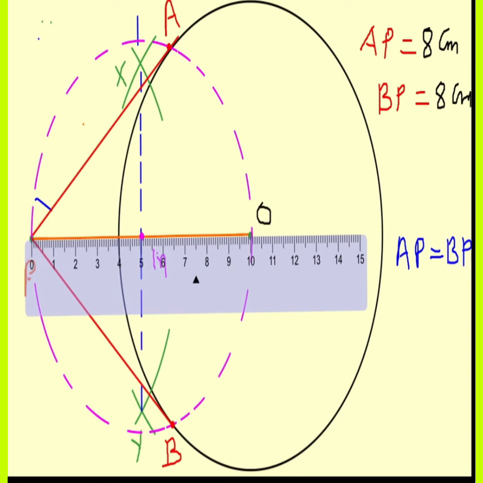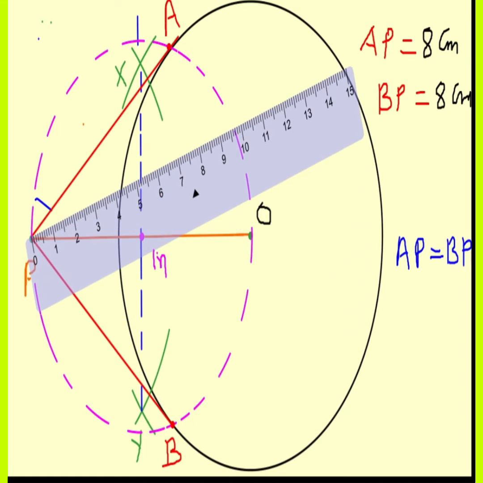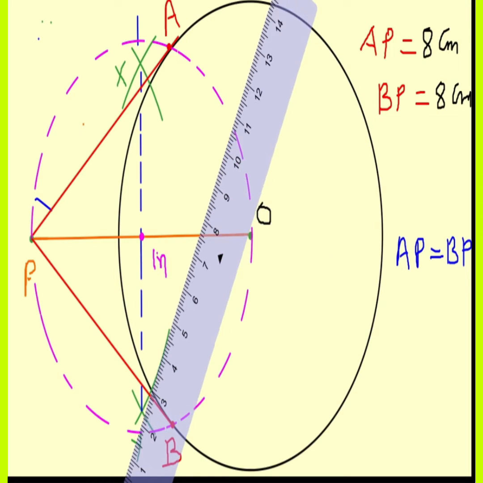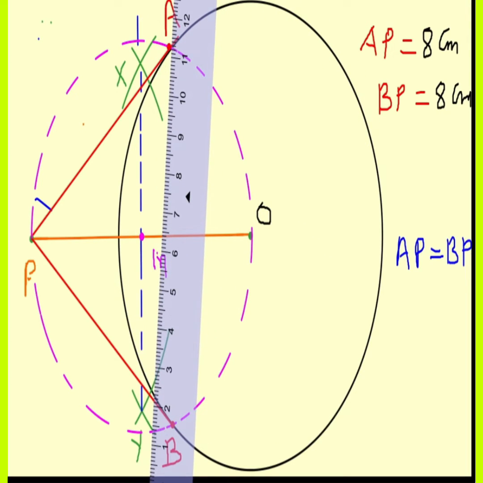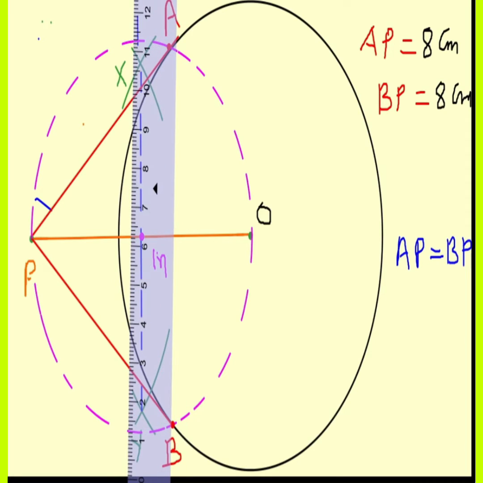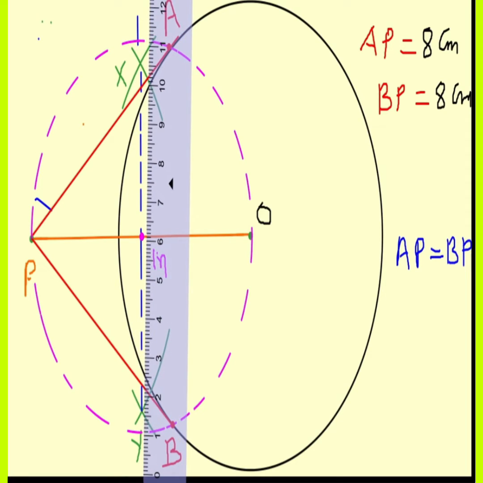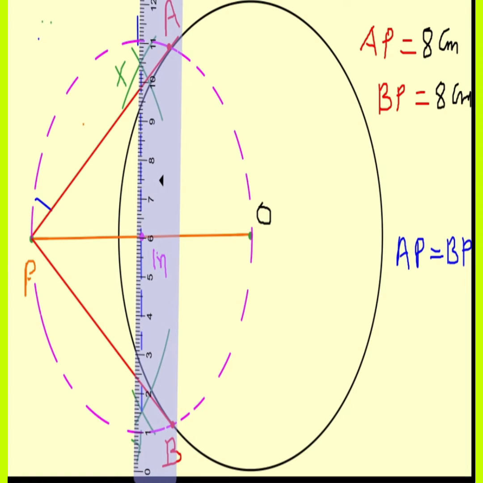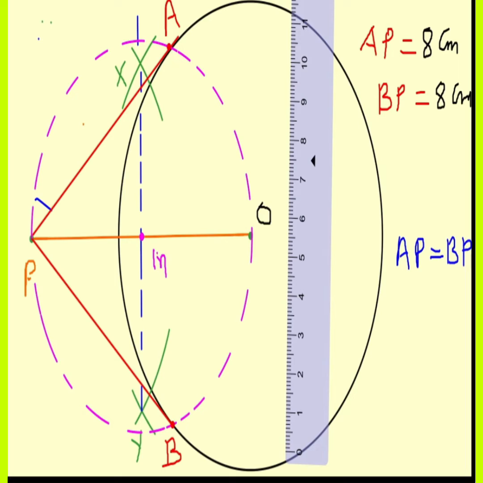So after that what to do? You will join these points of intersection with the help of a ruler. When you join these points of intersection, then OP is intersected by this dotted line, the blue line, at a point. Let us call this point M.